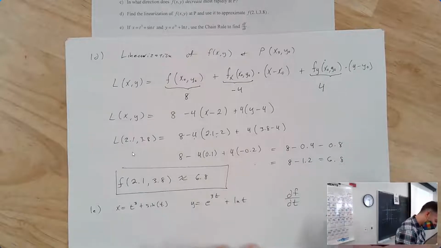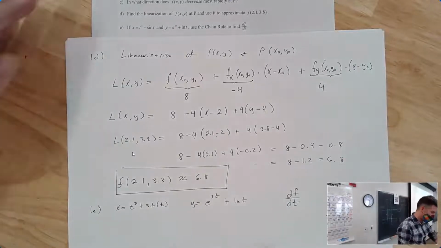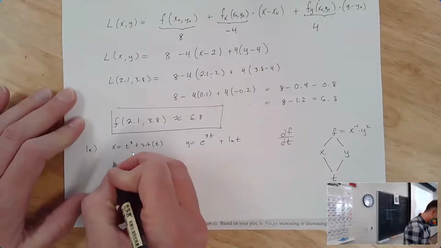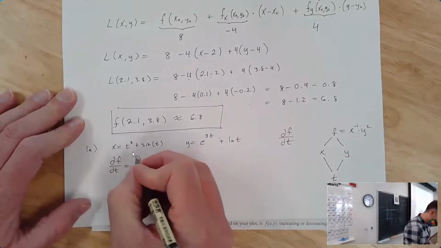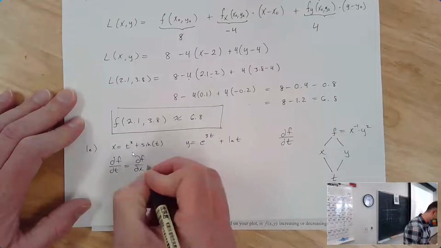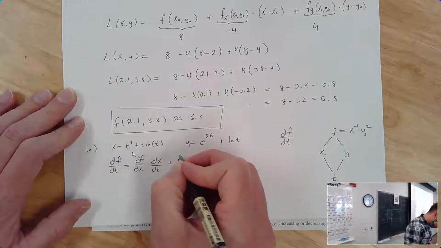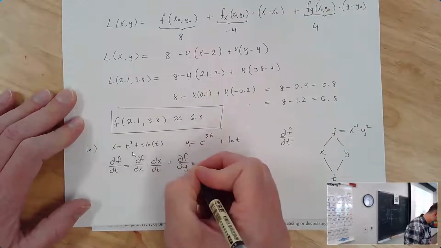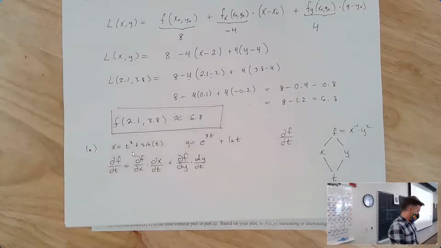And then x and y are both functions of t. So to write down the derivative just as a formula, it's going to be df dt equals del f del x times dx dt plus del f del y times dy dt. All the paths that get us from f to t.